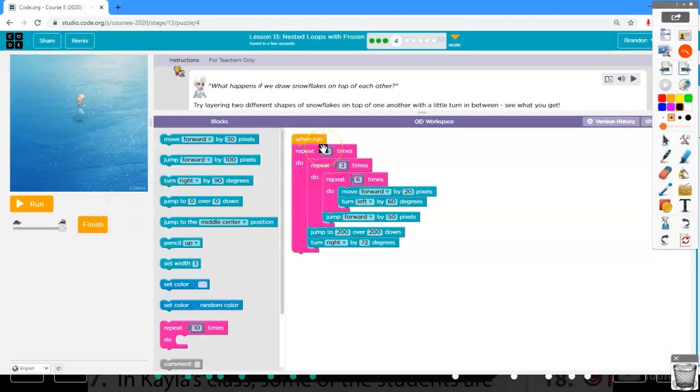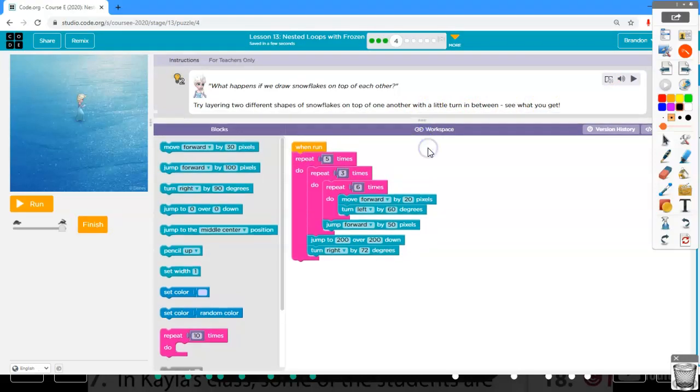Okay, what happens if we draw snowflakes on top of each other? It says, try layering 2 different shapes of snowflakes on top of one another with a little turn in between. See what you get. So what do you think it's telling us to do? Well, I need to draw 2 different snowflakes on top of each other.